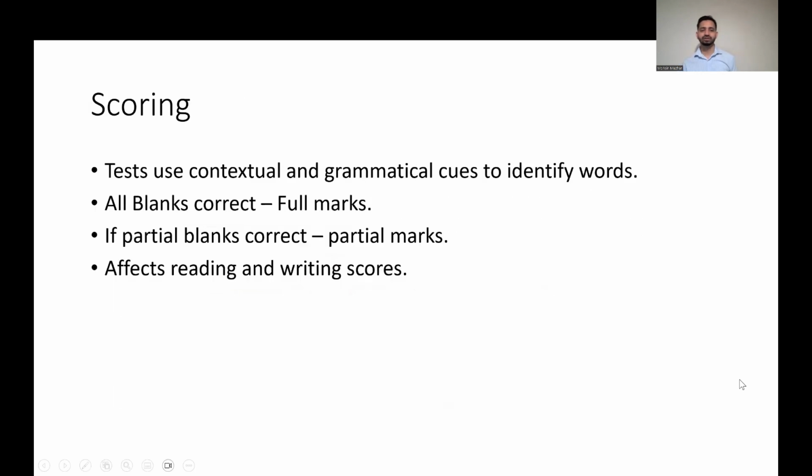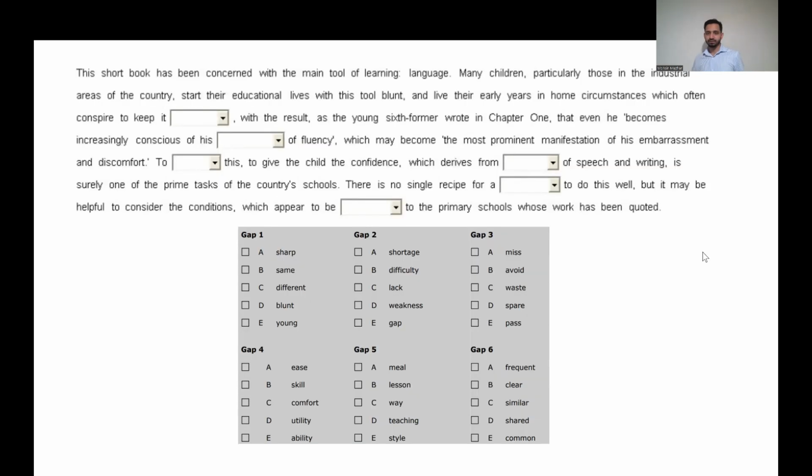All right, now we're going to quickly talk about scoring for reading and writing. In this section of the part of fill in the blanks, it's actually testing your contextual and grammatical cues to identify words. That's the skill that is being tested. If all the blanks are correct, you get full marks. If partial blanks are correct, you will get partial marks. There's no negative marking, so feel free to guess the answers. And if some of the answers are wrong, you don't really lose marks, so always attempt the answers, okay? It affects your reading and writing scores.